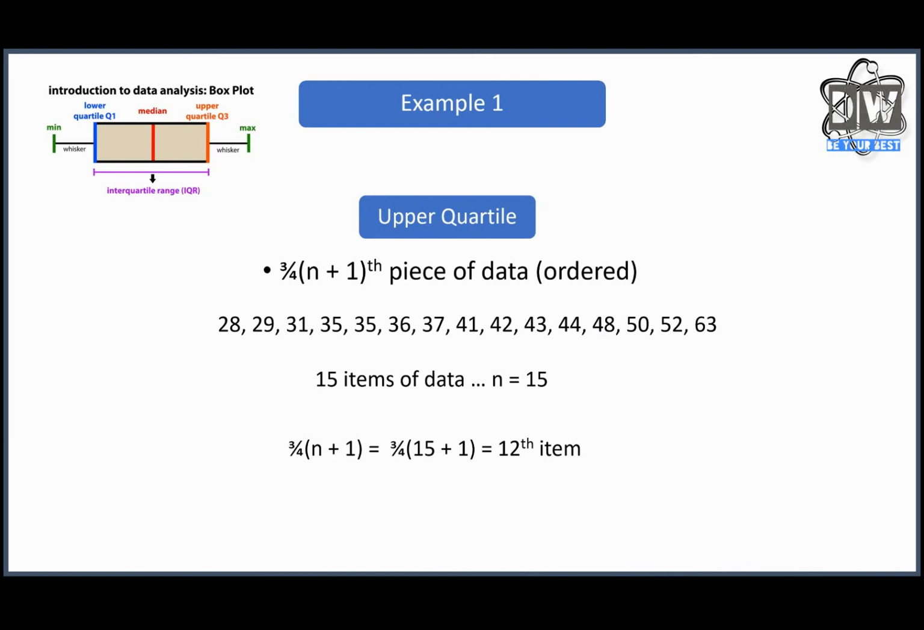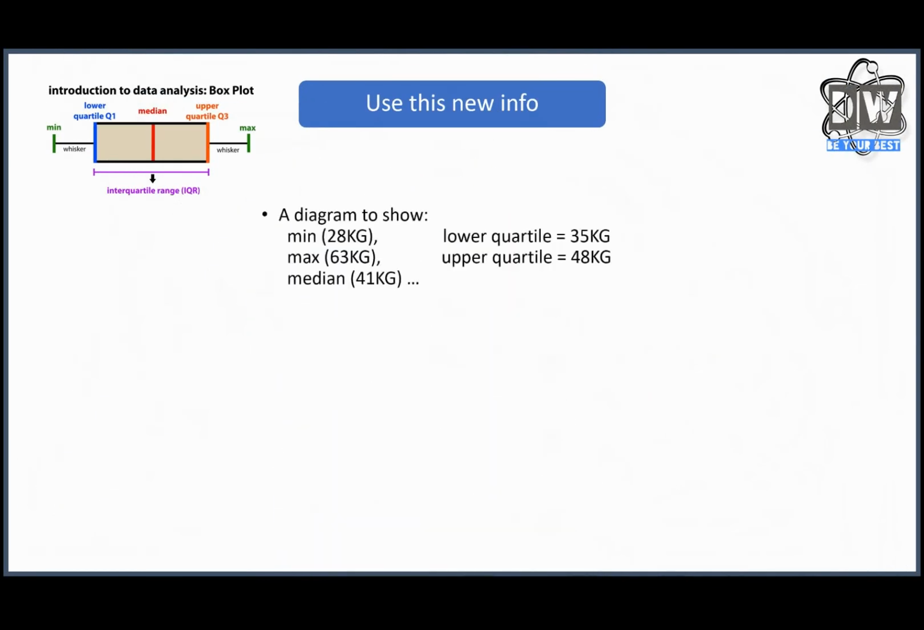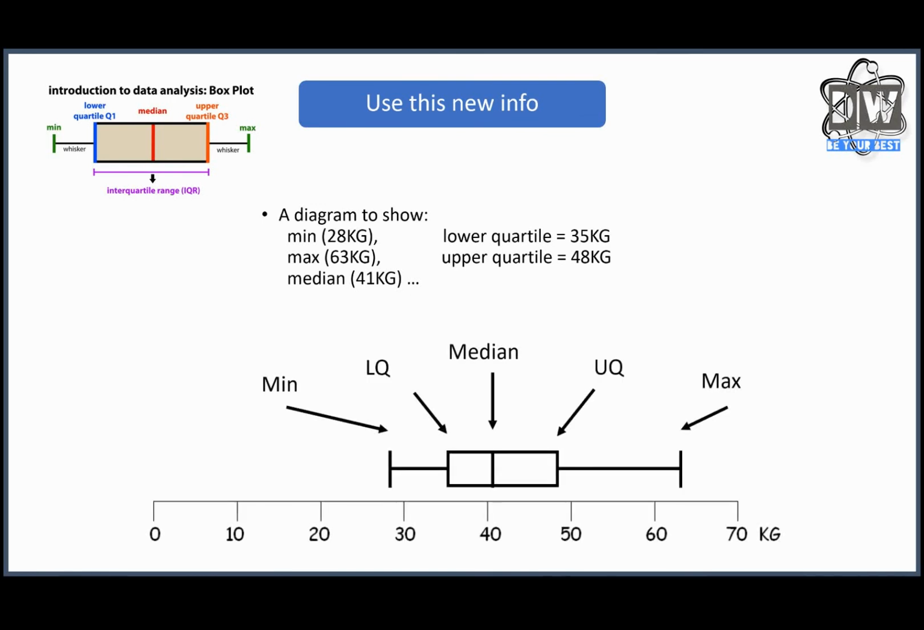Now that we've got all that, we're just going to use it to create the graph. We worked out that the lower quartile was 35 kgs, the upper quartile was 48 kgs. We've worked out the min, the max, and the median. Now we're going to draw our box and whisker graph. So we've got our line along here. We can see that the min is set at 28, the max is set at 63, we've got the median set at 41, the lower quartile set at 35, and the upper quartile set at 48. And that's how we draw these box and whisker graphs.